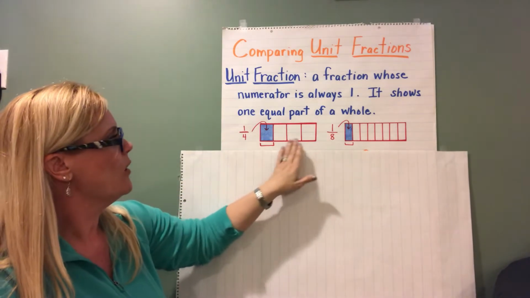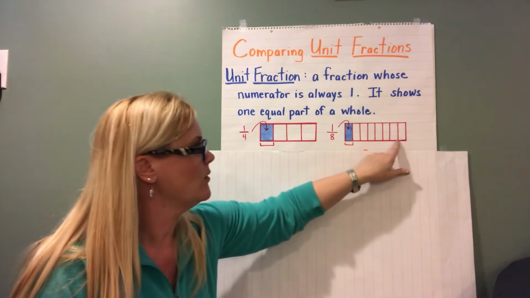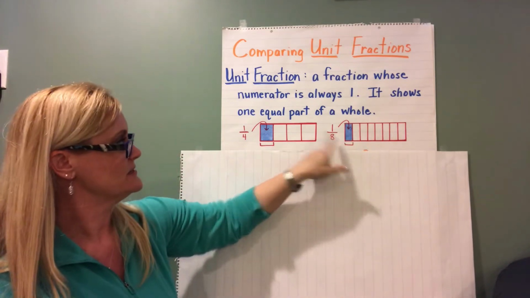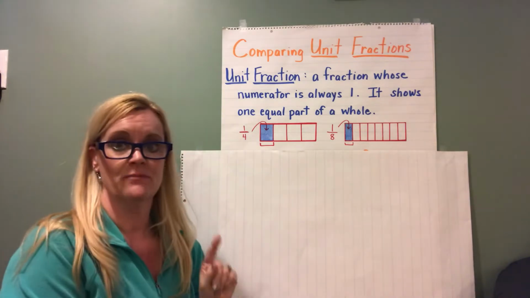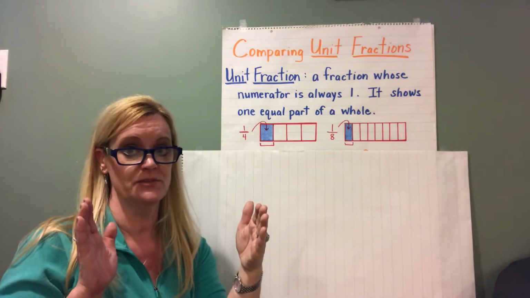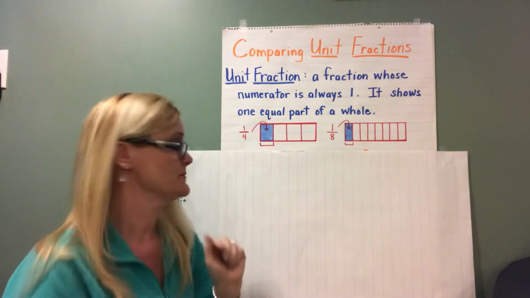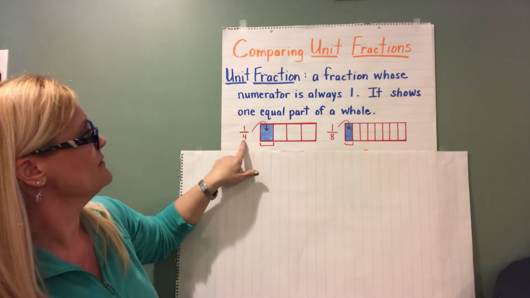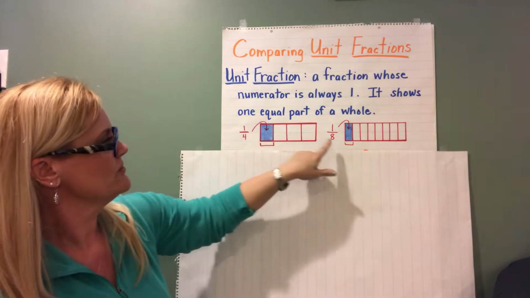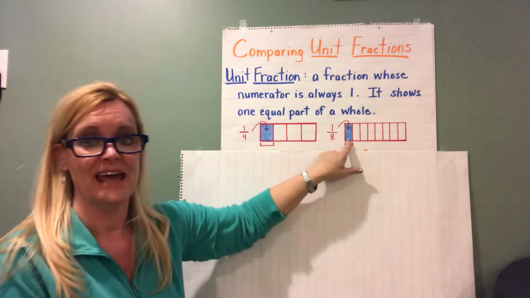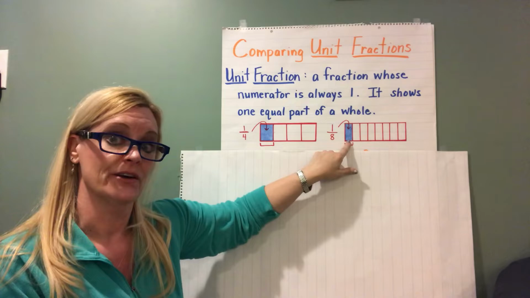So my first whole I have divided into 4 pieces. And this whole I have divided into 8 pieces. Now I measured these very carefully. These rectangles are exactly the same size. So we're talking about 2 equal shapes, and then each of the pieces within the shape are cut into equal pieces. So my unit fraction here is 1/4. You can see the size of the space that 1/4 takes up versus the size that 1/8 takes up. The 1/8 pieces are definitely smaller, aren't they?